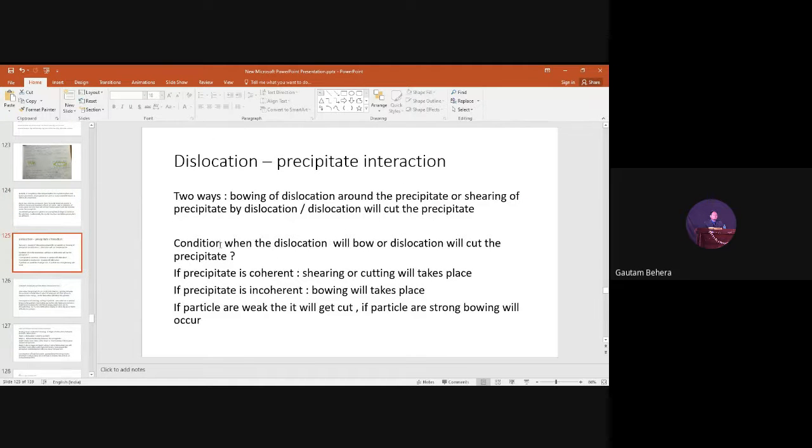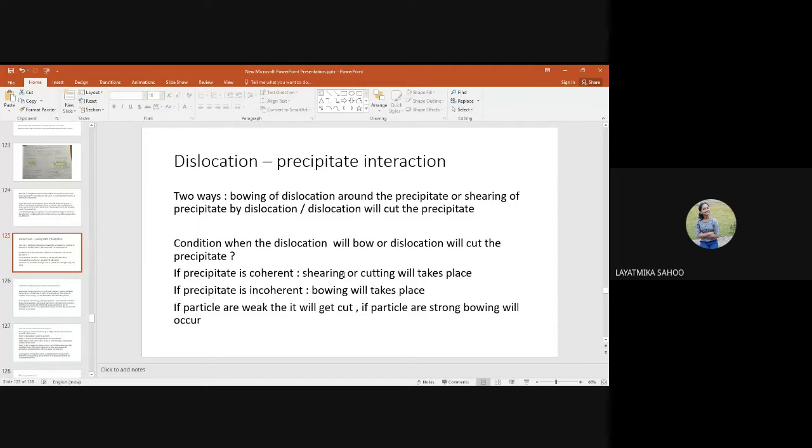So what is the condition now? The condition when the dislocation will bow and when it will cut. The conditions are written over here. If the precipitate is coherent, shearing or cutting will take place. But if the precipitate is incoherent, bowing will take place. Can you tell me, if the precipitate is bigger or smaller, what will happen? If the precipitate size is small, what will happen? If the precipitate size is big, what will happen?